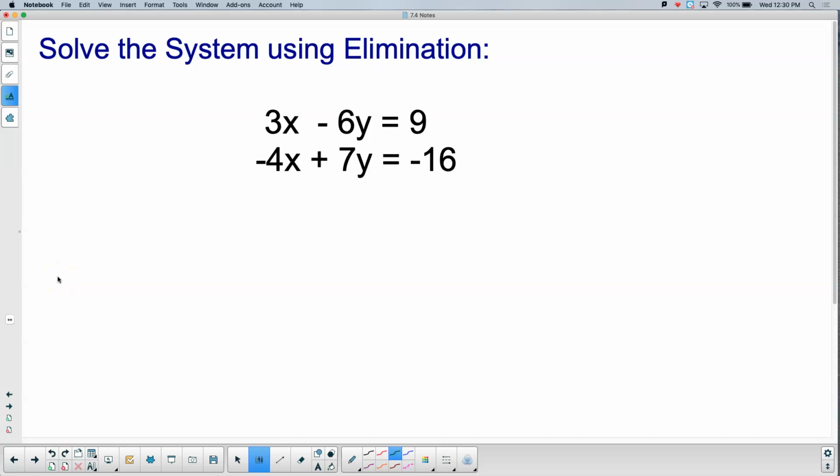So, we basically need to ask ourselves, which variable do we want to eliminate? X or Y? Does it matter? No. The X. Want to get rid of X? Okay. So, if I want to eliminate the X, then I'm going to multiply my top equation here by 4, and I'm going to multiply my bottom equation by 3.